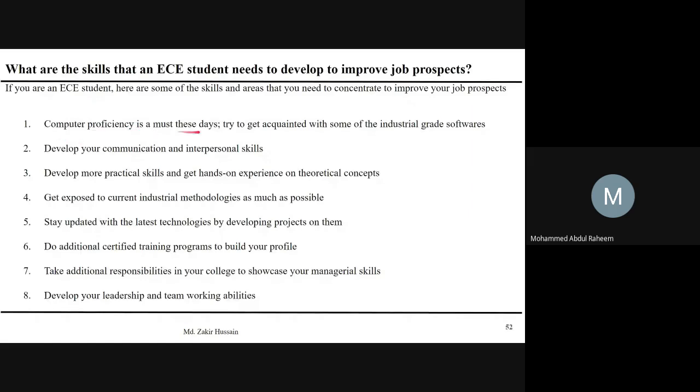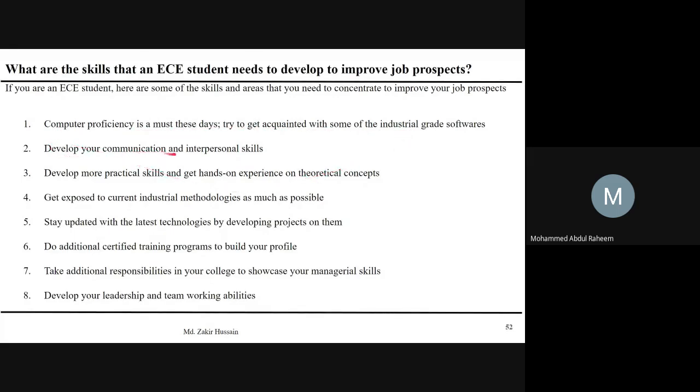Computer proficiency is a must these days. So this is the number one important skill. You cannot just do away with the computer. You have to have a lot of acquaintance with computers and different applications, especially those related to industrial grade software. In order to develop your ICs, in order to develop any application I spoke about, there is software behind it and you have to learn it, which is a part of your electronics and communication curriculum. You don't need to panic, but you have to be serious about this, the very first point.